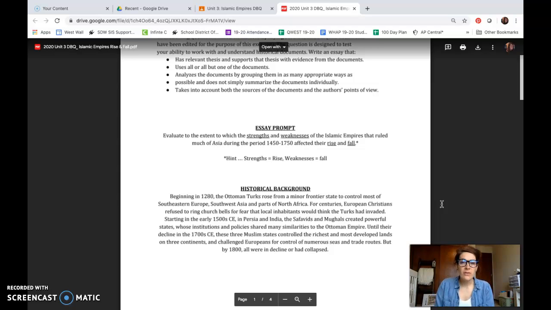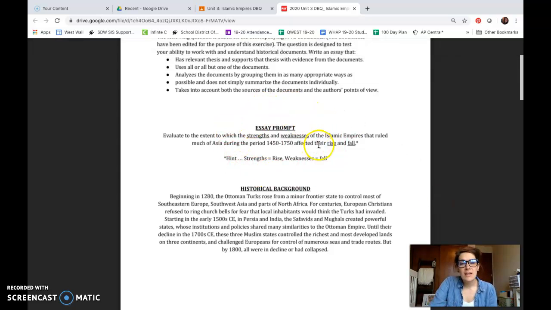If you go halfway down the first page, you are going to see the essay prompt. Here, you are going to see that this prompt is asking you to first off address causes and effects, as seen by the word affected here. So I'm going to read through the whole prompt for you and then we'll break it down. It says, evaluate the extent to which the strengths and weaknesses of the Islamic empires that ruled much of Asia during the period 1450 to 1750 affected their rise and fall.